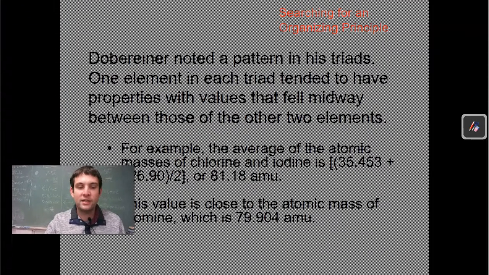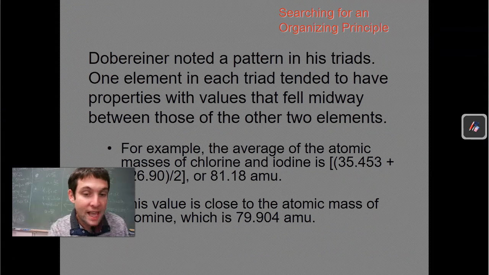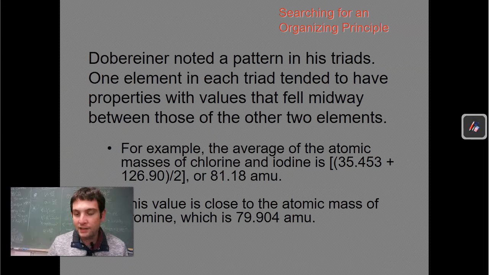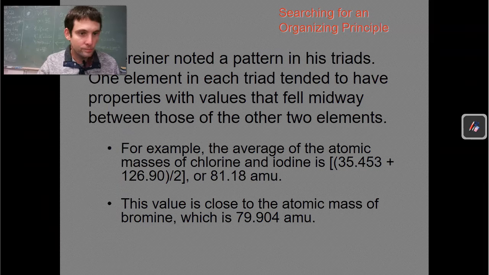Dobereiner noted a pattern in his triads. One element in each triad tended to have properties with values that fell midway between those of the other 2 elements. For example, the average atomic mass of chlorine and iodine is 35.453 plus 126.90 divided by 2, because we're taking the average, or 81.18 AMU. This value is close to the atomic mass of bromine, which is 79.904 atomic mass units.